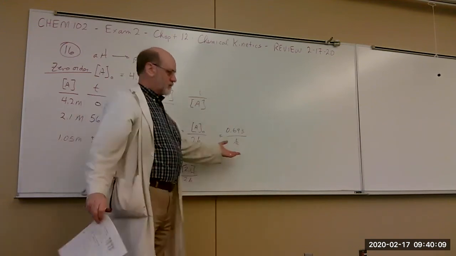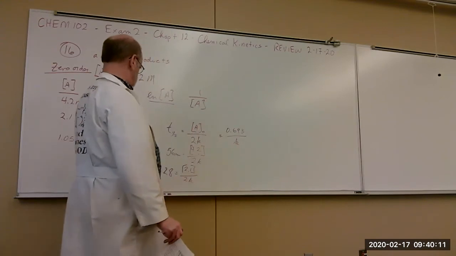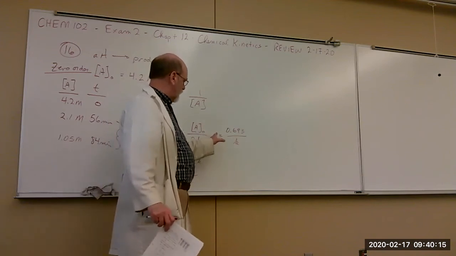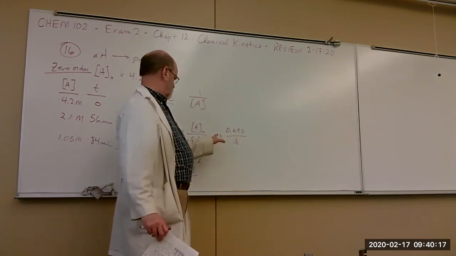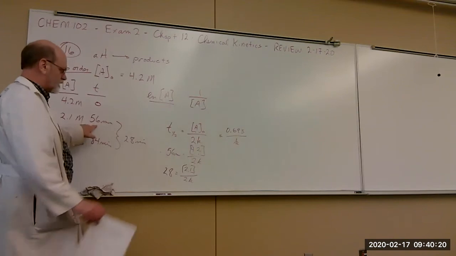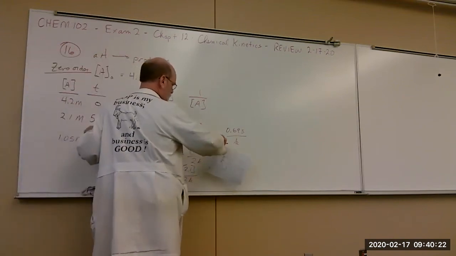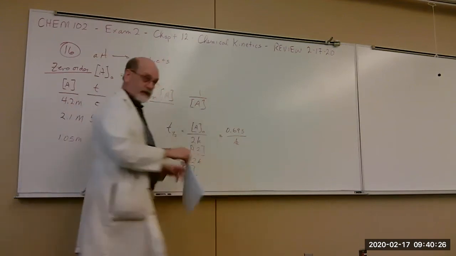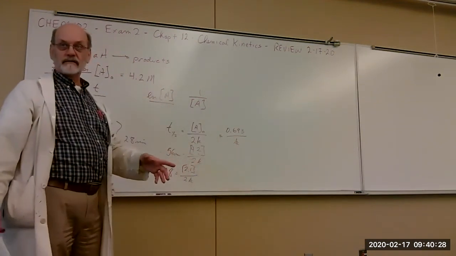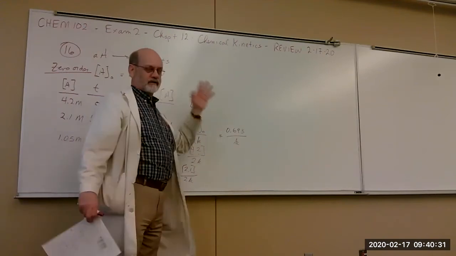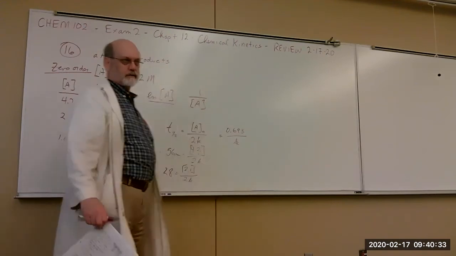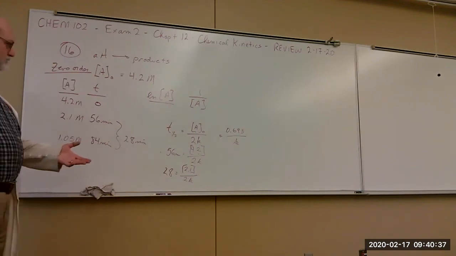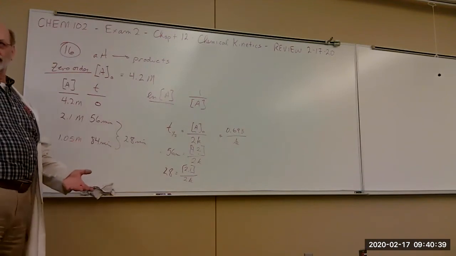In that case, you don't need the concentrations. You just calculate the half-life. Say the half-life is 56. Put 56 in here, solve for K. Then put 28 in here, solve for K, and they better be the same number. If they're not, then first order's out, and you have to go to second order. See what I'm doing? It's detective work.